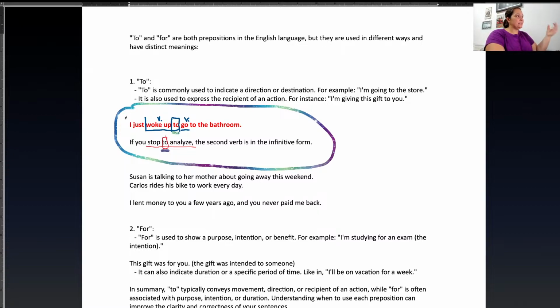Now, let's go to for, né? Eu falei aqui, eu não posso usar for nessas duas situações aqui, quando eu tenho dois verbos, correto? Eu não posso falar I woke up for go to the bathroom. No, I have to say I woke up to go to the bathroom. Or if you stop for analyze, não. Se você parar, para, né? Não. If you stop to analyze. So now let's see, how do we actually use for?